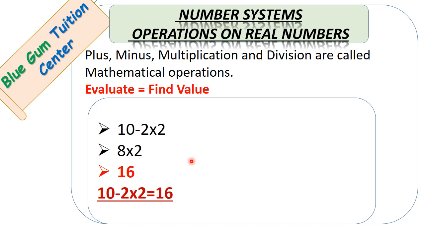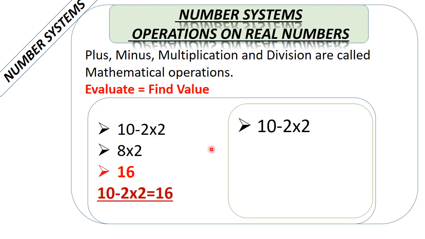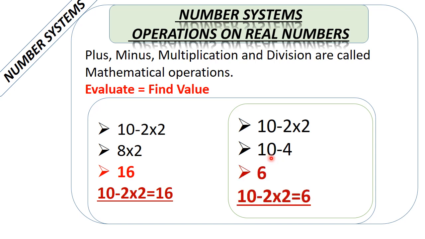What if we had started with multiplication? What would be the answer? So if we do that, 2 times 2, we're going to get 4. So write 10 down minus 4, like this. Then 10 minus 4, it's 6. And we can conclude that 10 minus 2 times 2 is equal to 6. So these are different answers.